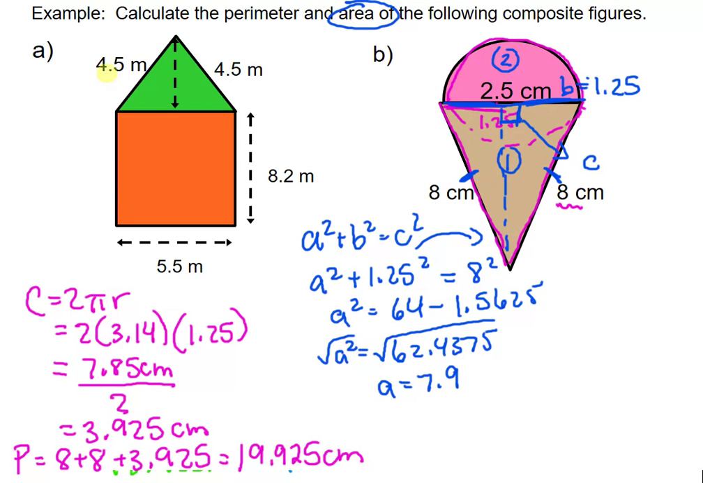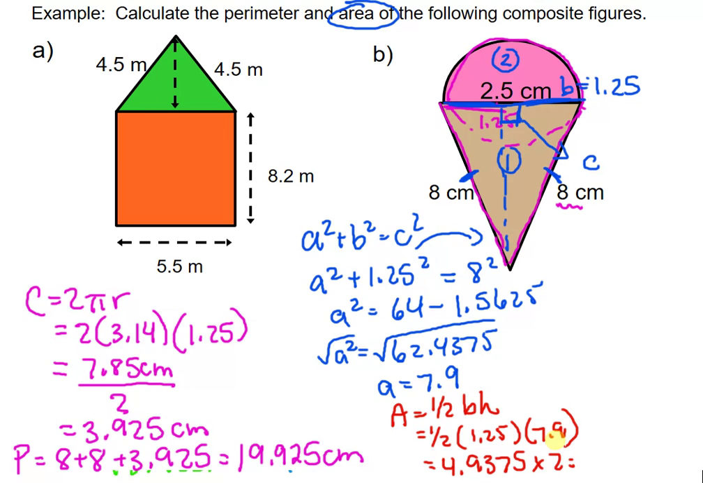That's the height. Now we're able to take the area of the triangle, which is half the base times the height. Okay, so half the base is 1.25, times the height, which is 7.9. And we get 4.9375. But then we have to multiply it by 2 because we only actually found the area of this part of the triangle, so only half of it. So multiply it by 2, 9.875 centimeters squared.